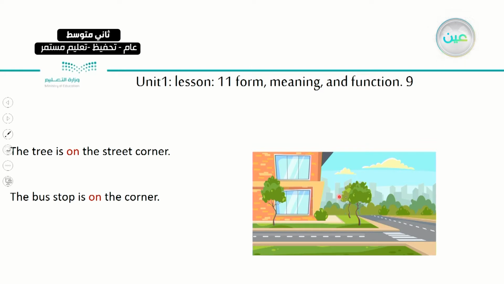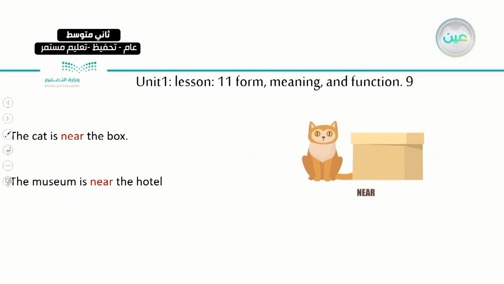So we can say the tree is on the street corner. And on your book you have the bus stop is on the corner, okay? The bus stop is on the corner. These are two examples to know when you use on the corner and how we use it. We will have other examples later on, we will see it.